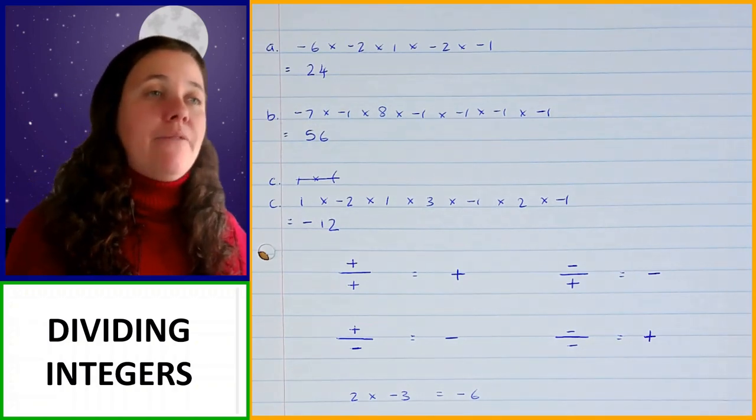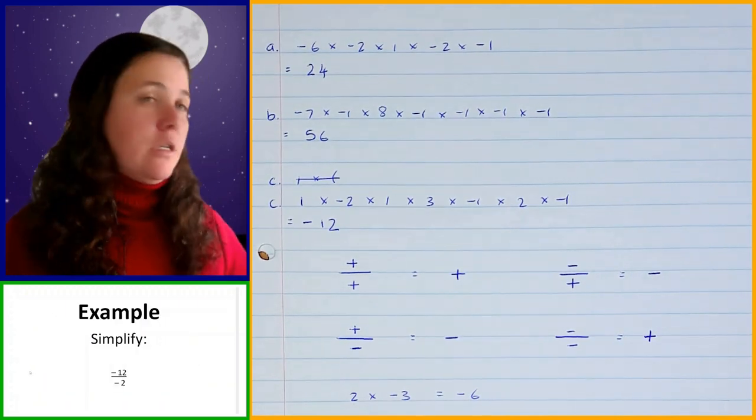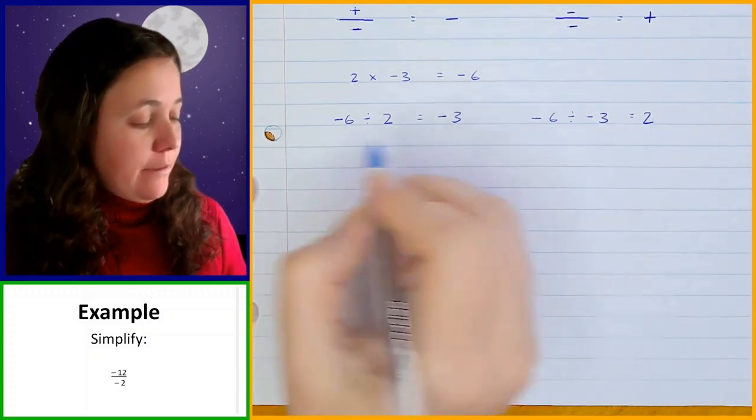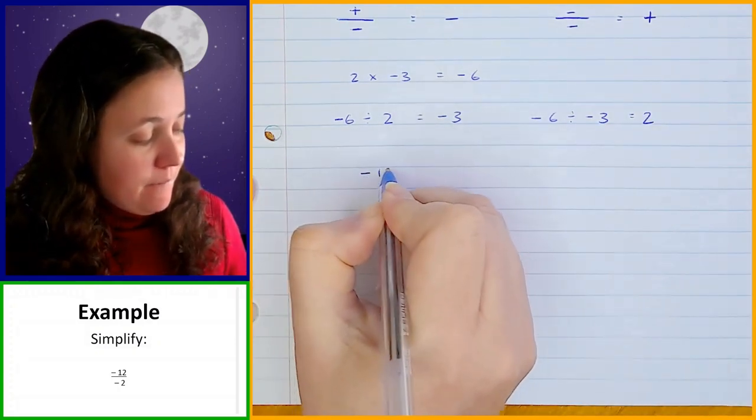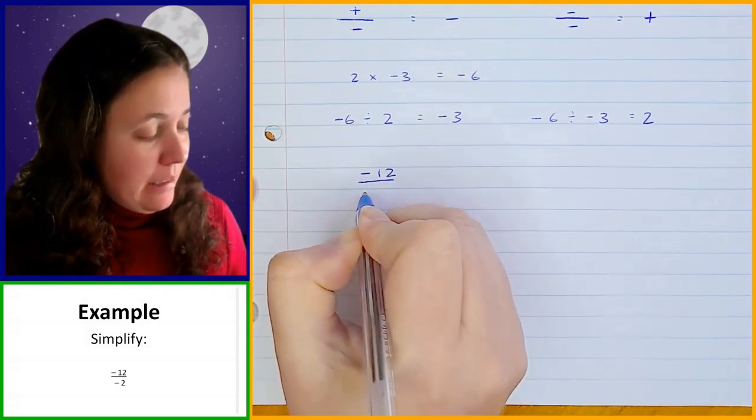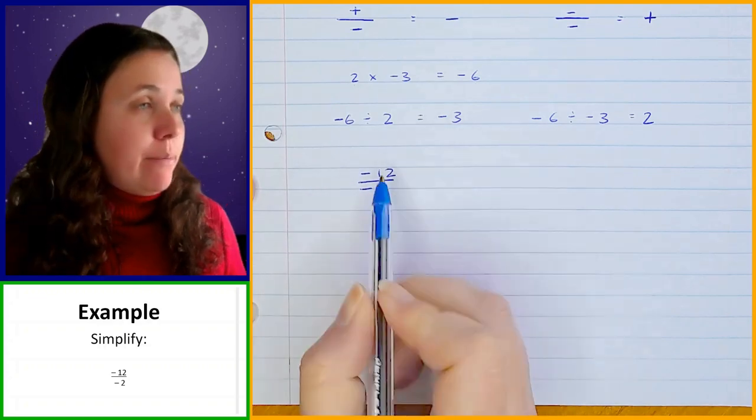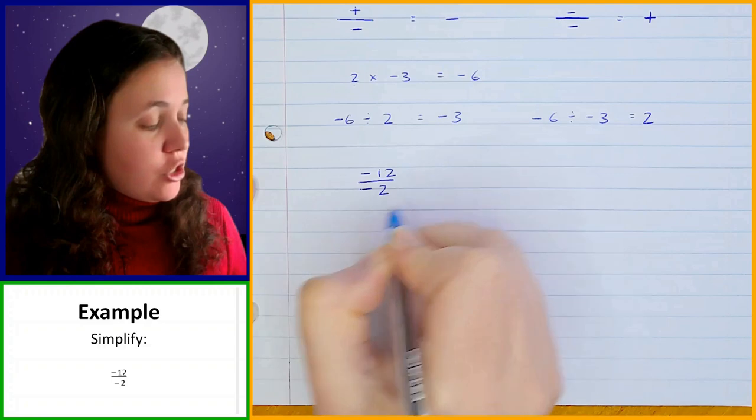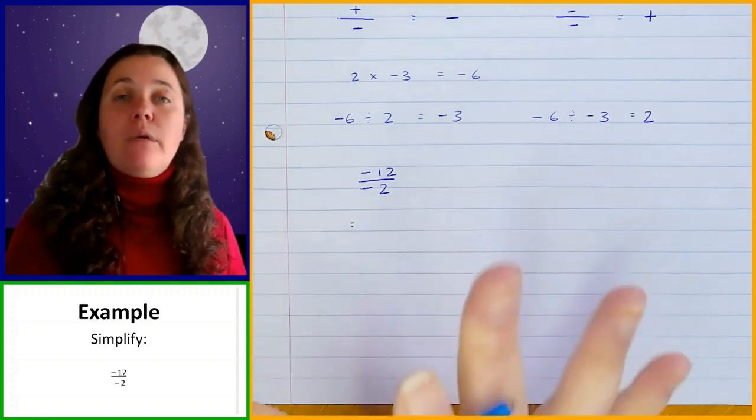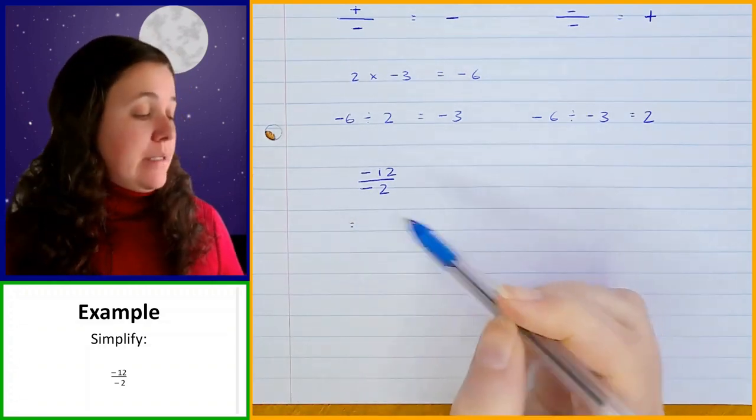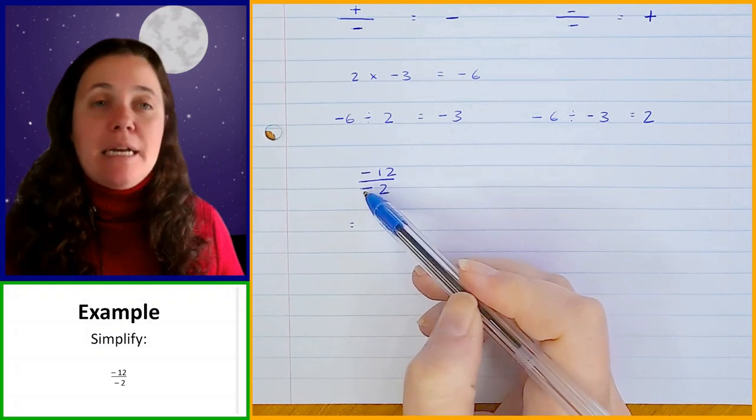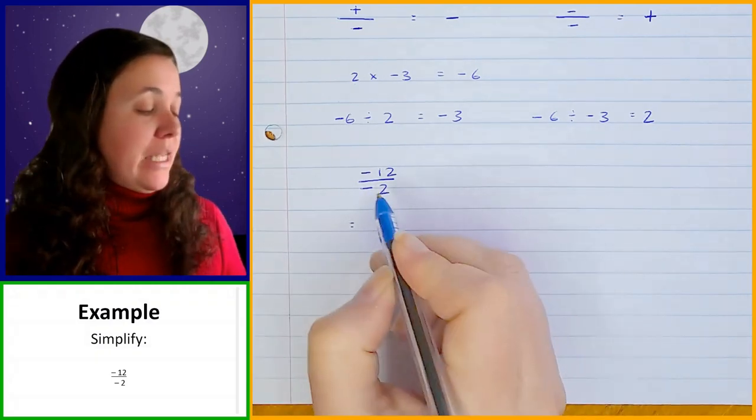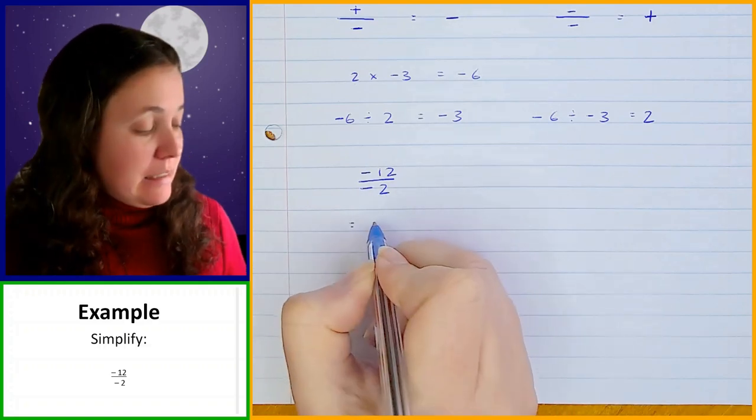Okay, so let's go and have a look at an example. For this example, we've got negative 12 divided by negative 2. Now remember, the fraction line means division. So the first thing we're going to do, just like with multiplication, is identify our sign. We see I've got a negative divided by a negative, that makes a positive. So it's going to be positive, and then 12 divided by 2 is 6.